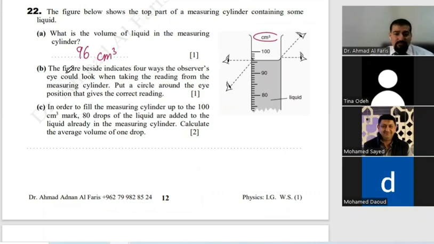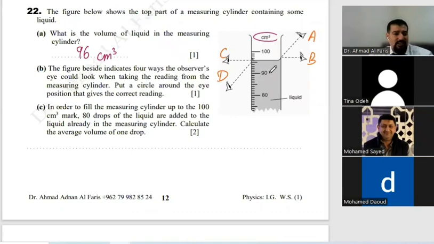Then what they ask, part B. The figure beside contains 4 ways an eye could look to take readings of the measuring cylinder. Put a circle on the eye position that could give the correct reading. Which one is the correct answer? Is it A, B, C, or D? Which one is the correct answer?